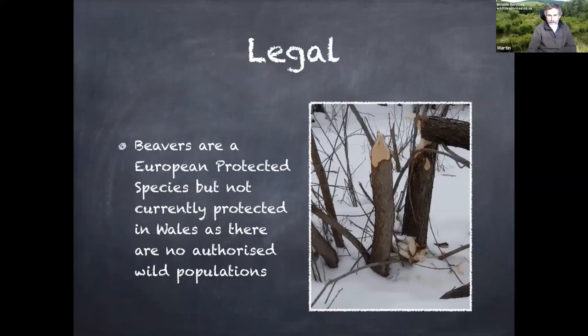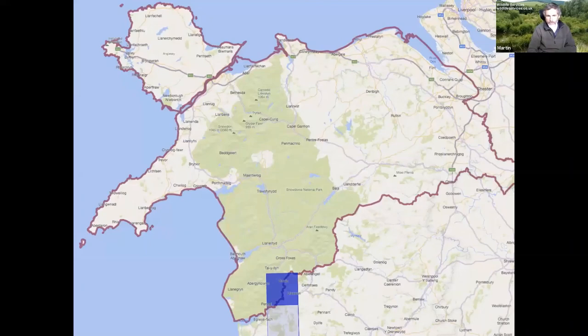They have no legal protection in Wales as far as I'm aware, although they're European protected species, but as there are no official legally authorised populations in Wales yet, they're not yet on the legally protected list. This is the current distribution, which is basically the Dovey. There are apparently one or two, maybe more, down on the Dovey. They may turn up elsewhere, either through illegal releases or migration, but they're pretty thin on the ground.